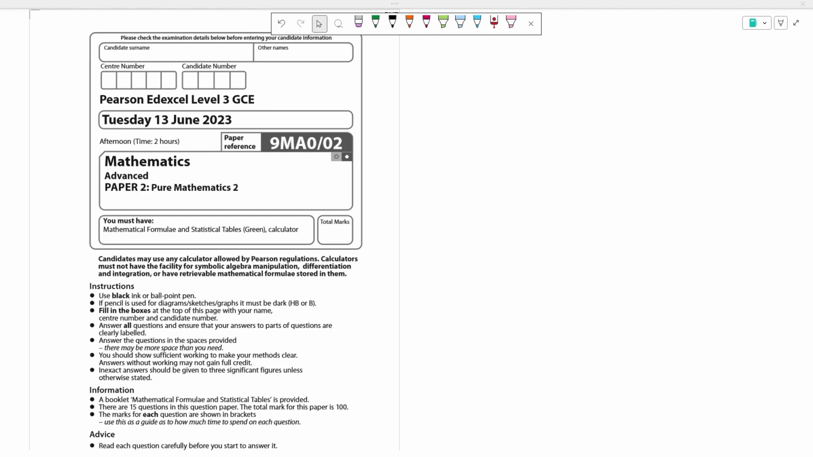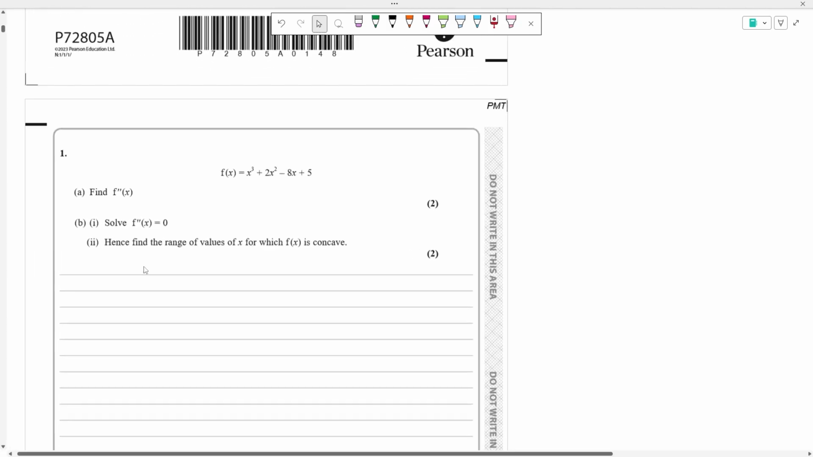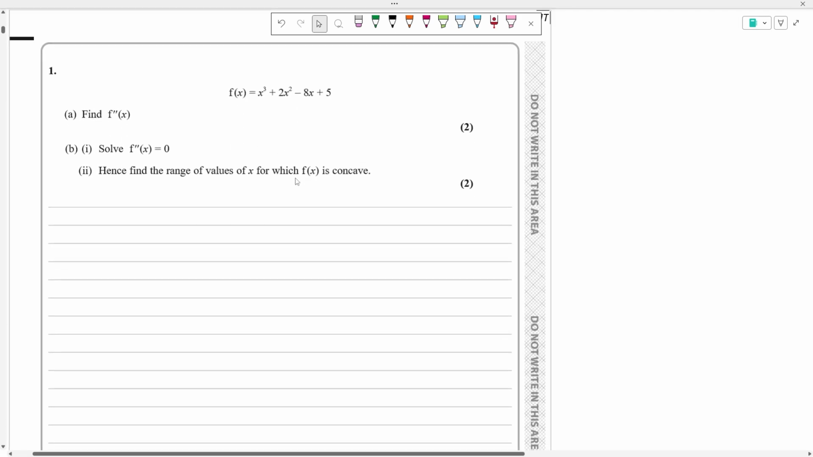Okay, guys, we're going to be doing paper 2 for June 2023, pure for Edexcel. Let's get started. Question 1. Part A is asking us to find the second derivative of this expression.